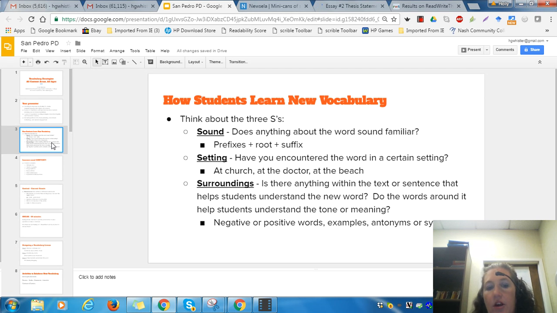The third thing that I have students notice about their vocabulary are the surroundings of the word. Is there anything within the text or the sentence that helps students understand the new word? Do the words around it help students understand the tone or the meaning of the word? So for instance, sometimes the surroundings of the word help us figure out if the word is a negative word or positive word. It will also give us examples of the word, or it will take notice of antonyms or synonyms that help us figure out what the word means.